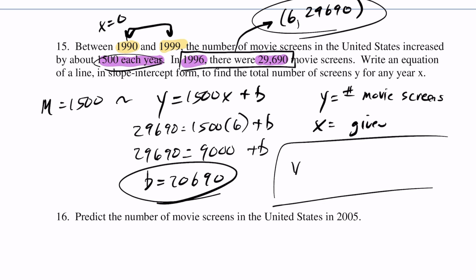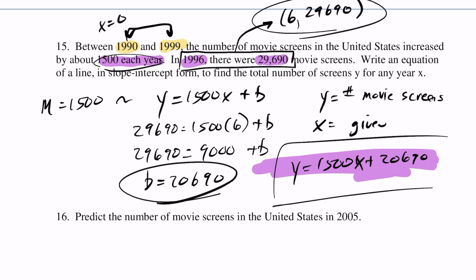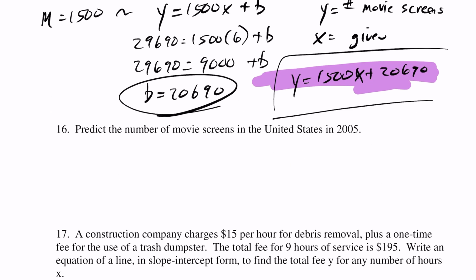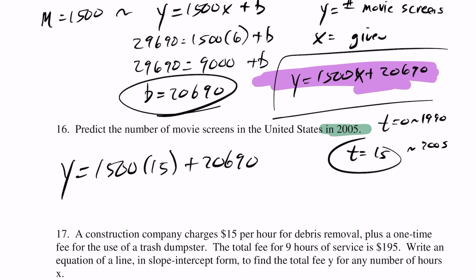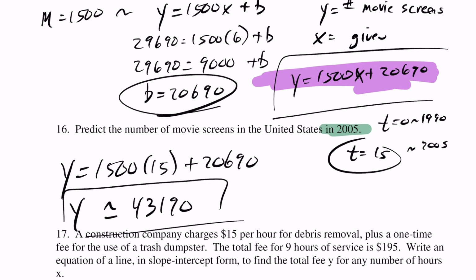So the equation here becomes y equals 1,500x plus 20,690 movie screens. So we have our equation to represent the number of movie screens. Continuing this up here, they just say, okay, what's going to happen in 2005? If I let t equals 0 represent 1990, if we go to 2005, you can see here t is going to end up being 15 years. So in this equation, it becomes 1,500 times 15 plus that base number of movie screens, and the estimated number of movie screens comes out to be 43,190 movie screens.